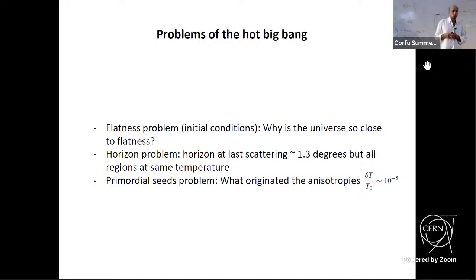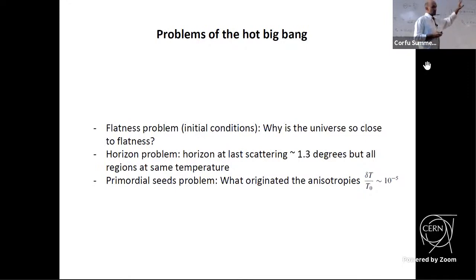And we have a horizon problem. The CMB map is the map of the whole sky, and we see that up to these 10 to the minus 5 fluctuations, it's isotropic. But hold on a second. How big was the universe when the CMB was formed? In terms of angular separation, we are talking about 1.3 degrees. It means that the causal horizon of the universe when the CMB formed was about 1.3 degrees.